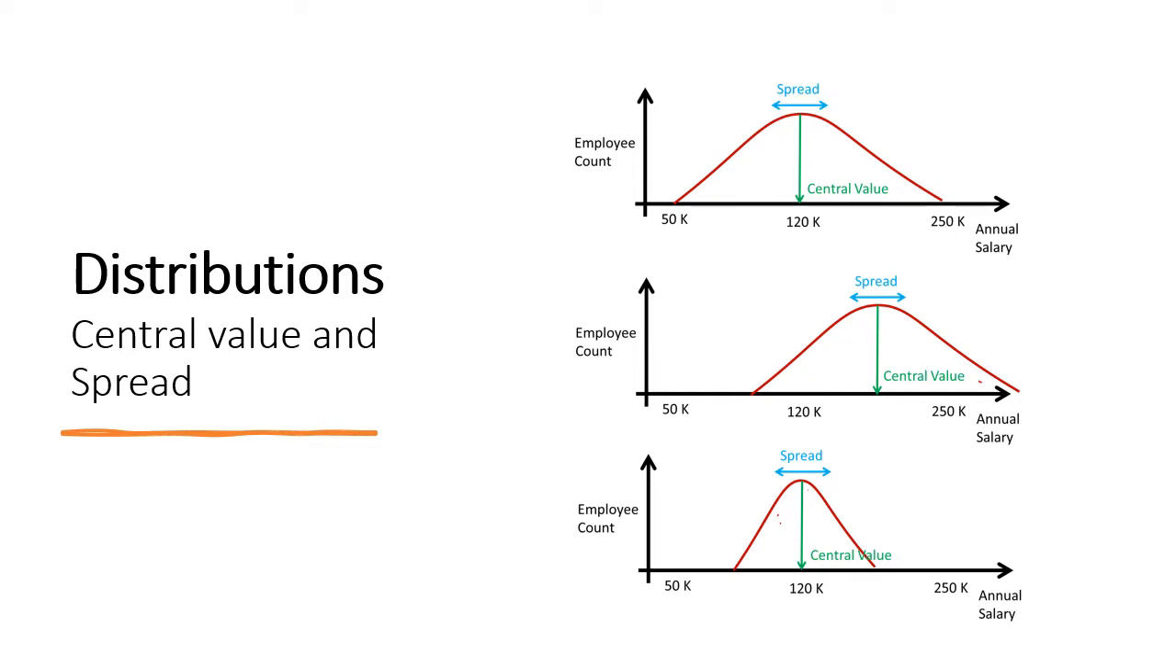In the middle diagram, focus on the central value and the spread in these three diagrams. The central value is shifted towards the right side, which is the higher salary side, but the spread stays the same. In the third diagram, the spread is narrower, but the central value stays the same. This is how you can understand what happened to your data.